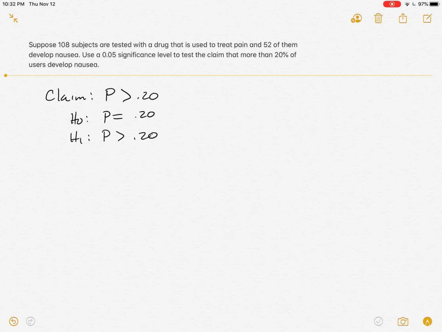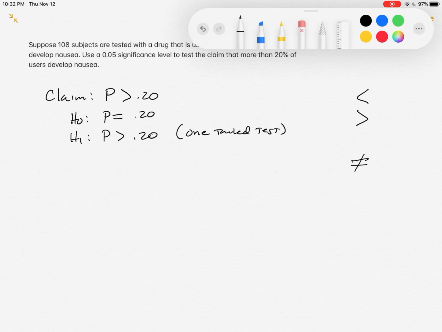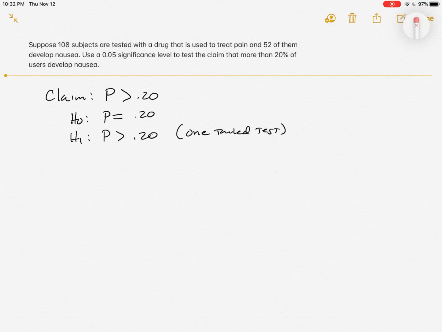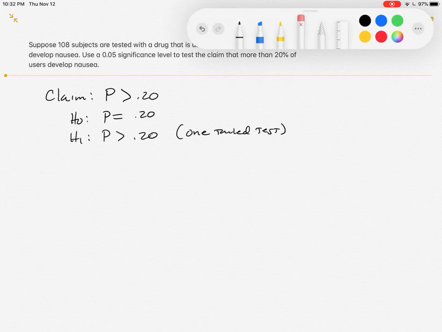Now, this is not a not equal to, so this is a one-tailed test. That's why they stress that in 8.1. It's a one-tailed test anytime it's a strict inequality like less than or greater than. The only time it's two-tailed is what we saw before, a not equal to. And those are the only three symbols the alternative hypothesis could even have. Okay, so this is a one-tailed test. Let's keep that in the back of our mind.